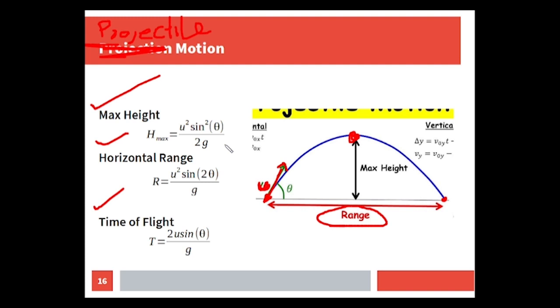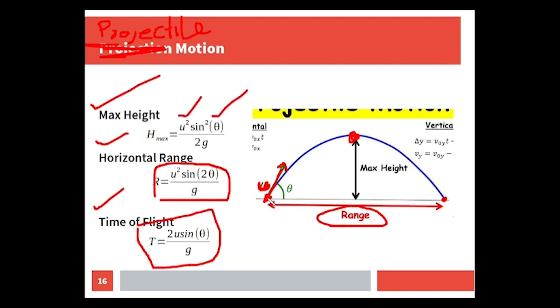One more fact: if you are considering an ideal projectile, the time taken to reach the maximum height is T1, and the time from the maximum height to the ground is T2. T1 will be equal to T2, and each is equal to T/2, half the time of flight. So these are all the facts.